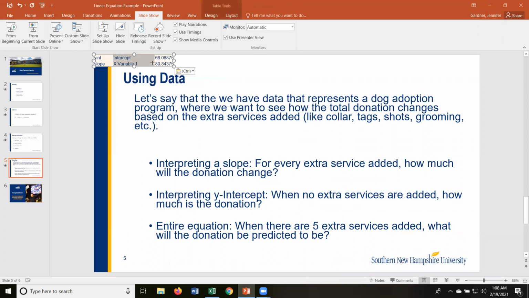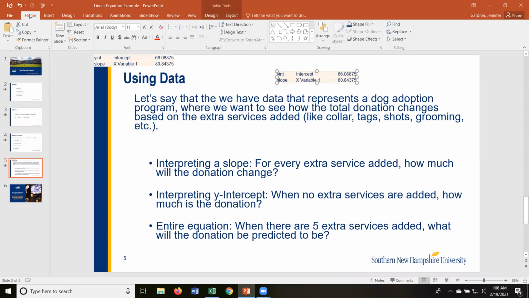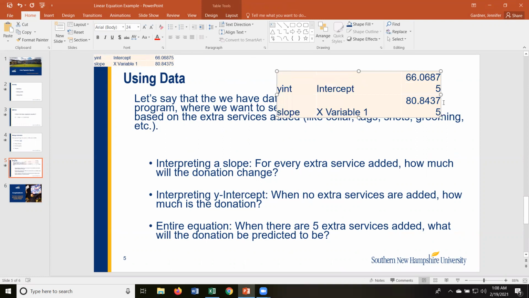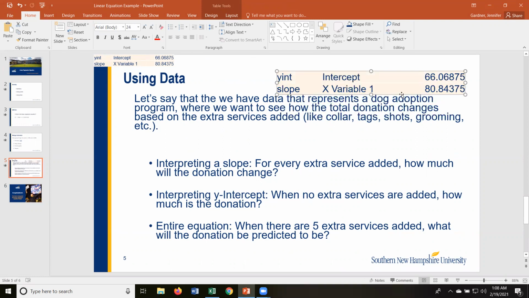There it is. I did it too many times, but okay, so we have our information. I just copied that over.